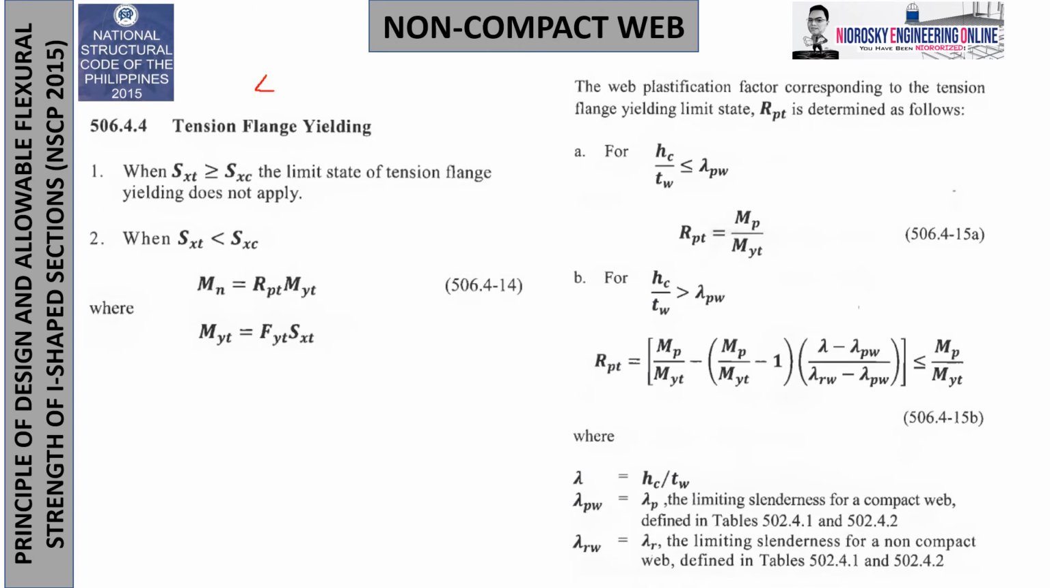Ito yung fourth criterion. So, tension flange yielding, 506.4.4. So, S_xc, tsaka S_xt naman ang kino-compare. So, just following this condition by computing h_c over t_w, ito yung mga criterions niyan, and then you can get the R_pt, where R_pt is the tension flange yielding limit state. Okay? The web classification factor for such. And then again, this is the nomenclatures used. Very easy naman to understand.